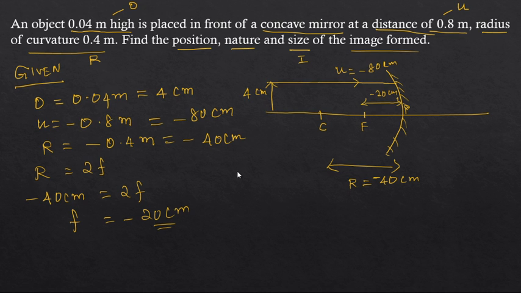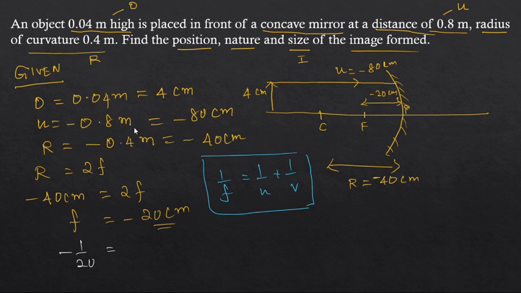The mirror formula is given by 1/f = 1/u + 1/v. This is the mirror formula, so we have to replace these values. What is 1/f? 1/f is minus 1/20, that is equal to 1/u. So u is how much? 80. So you have to put minus 1/80 plus 1/v.